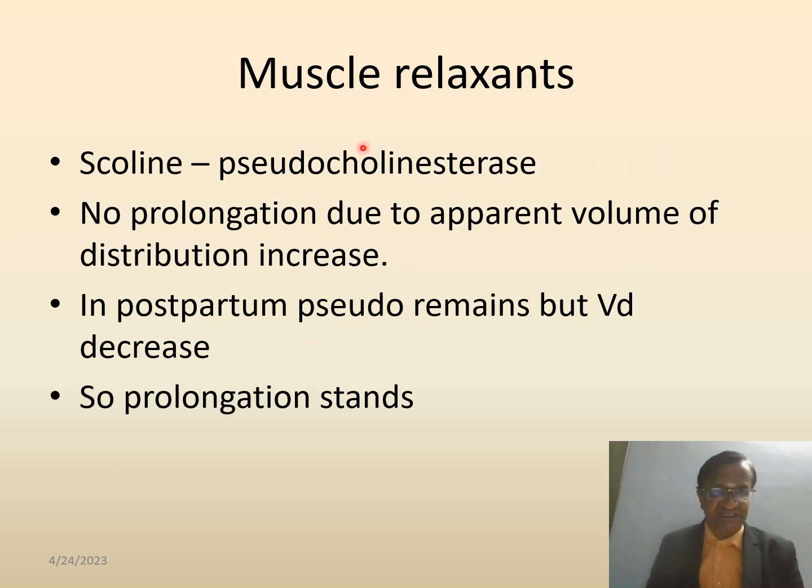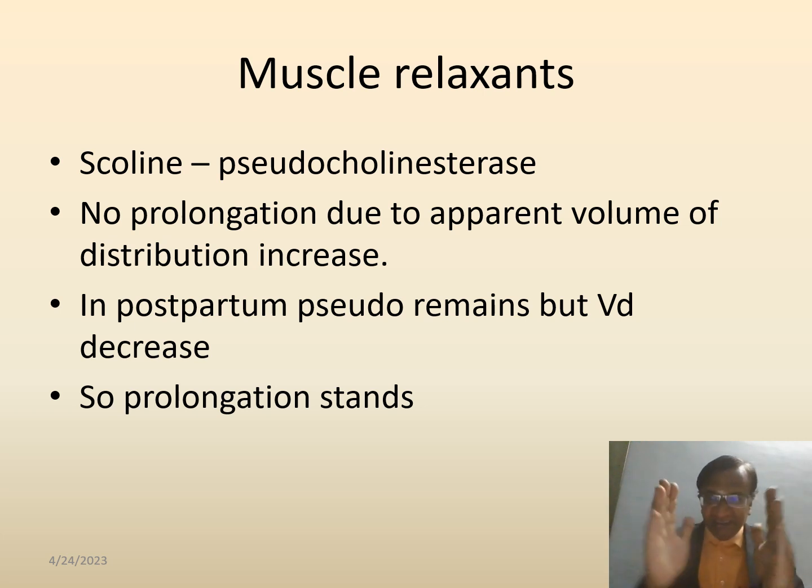Succinylcholine is metabolized by pseudocholinesterase. There is no prolongation in pregnancy because the apparent volume of distribution is increased. In the postpartum period, pseudocholinesterase deficiency remains but volume of distribution decreases, so prolongation starts. In pregnancy, pseudocholinesterase is deficient, so it should be prolonged. But the problem is the volume of distribution is high, so this prolongation is not seen. But once delivery has happened, the pseudocholinesterase problem remains but the volume of distribution is gone. So if you give succinylcholine in the postpartum period, there may be prolongation.